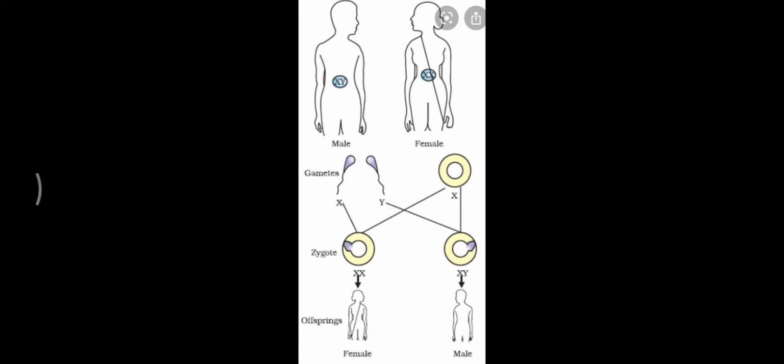Now, every time, the probability of having a girl child or a boy child is 50% during every pregnancy. So, this is the complete mechanism.